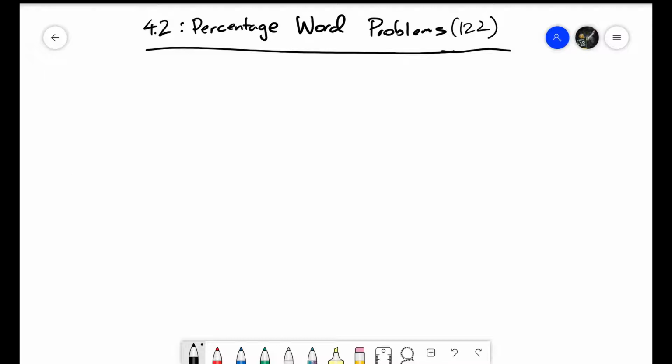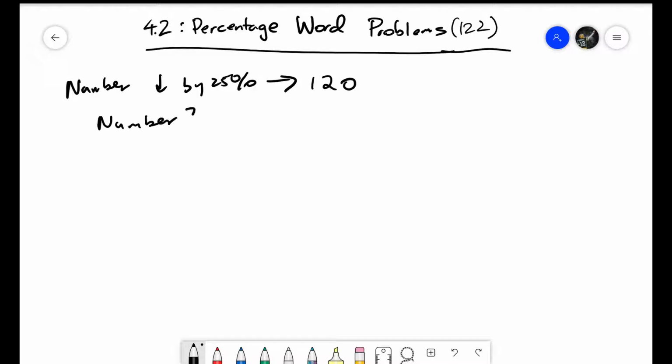The next problem is, if a number is decreased by 25%, it becomes 120, and they're asking what is the number. So in this case, we're going to call the number x. So this means that x minus 25% of x, which means 25 over 100 times x. So x minus 25 over 100 times x, and that is equal to 120.